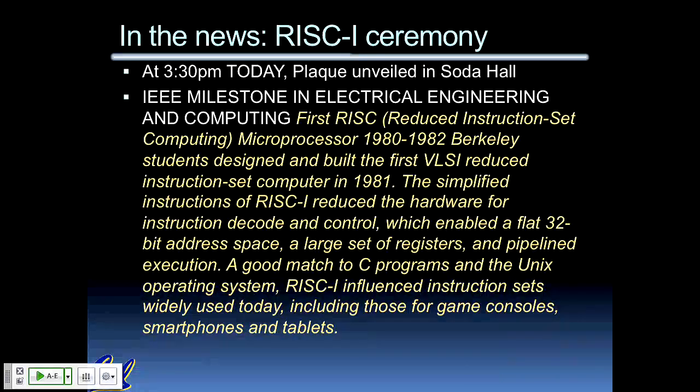And there's the quotation from the plaque. First RISC processor produced 1980, 1982. Students designed and built the first VLSI RISC in 1981. The simplified instructions of RISC-1 reduced the hardware for instruction decode and control, which enabled a flat 32-bit address space, a large set of registers, and pipelined execution. A good match to C programs and the Unix operating system. RISC-1 influenced instruction sets widely used today, including those for game consoles, smartphones, and tablets. So the ARM cores in your iPhone and iPad are based on RISC ideas that were influenced directly by work done here at Berkeley. So here's video history. Okay, let's take a 2-minute break.